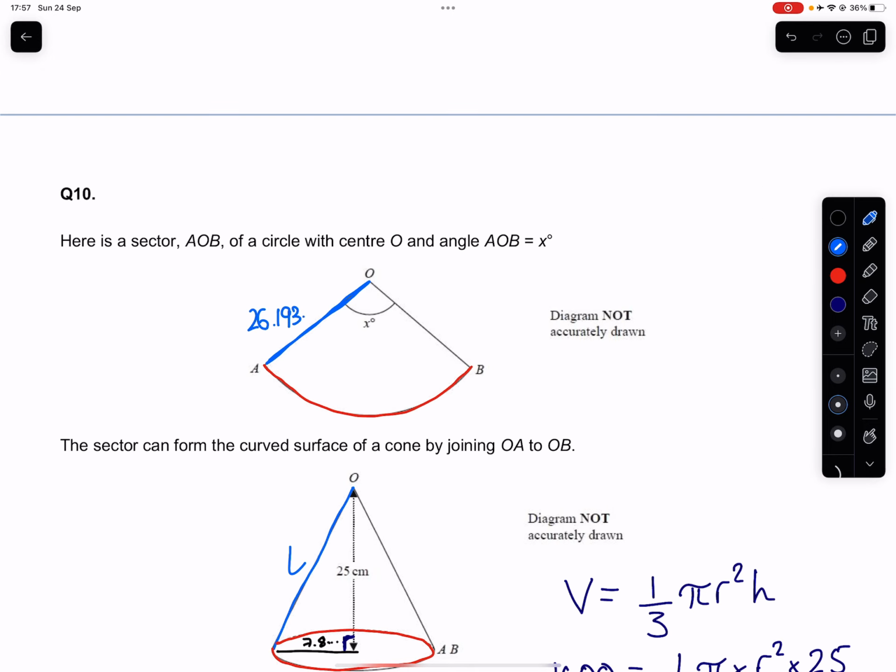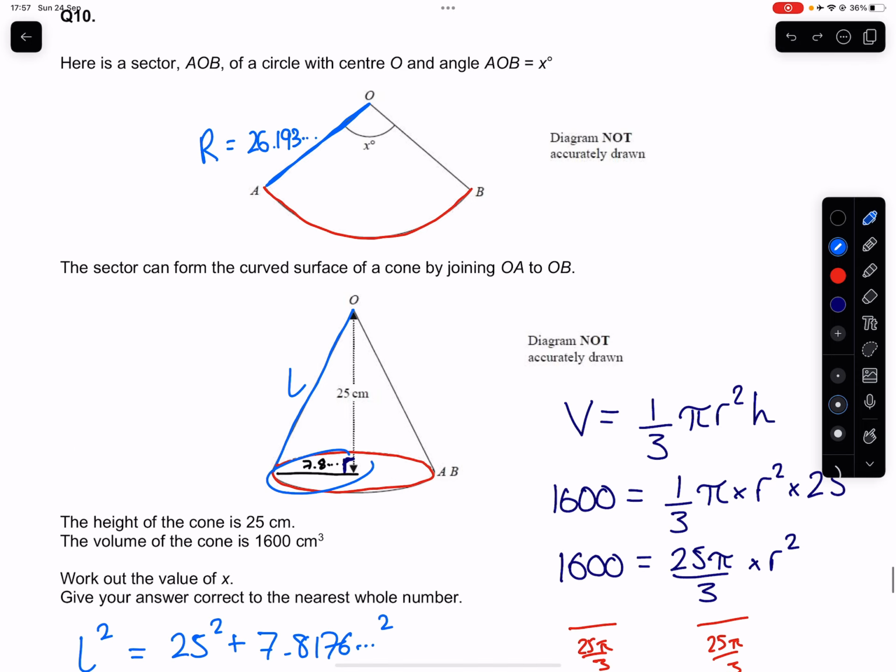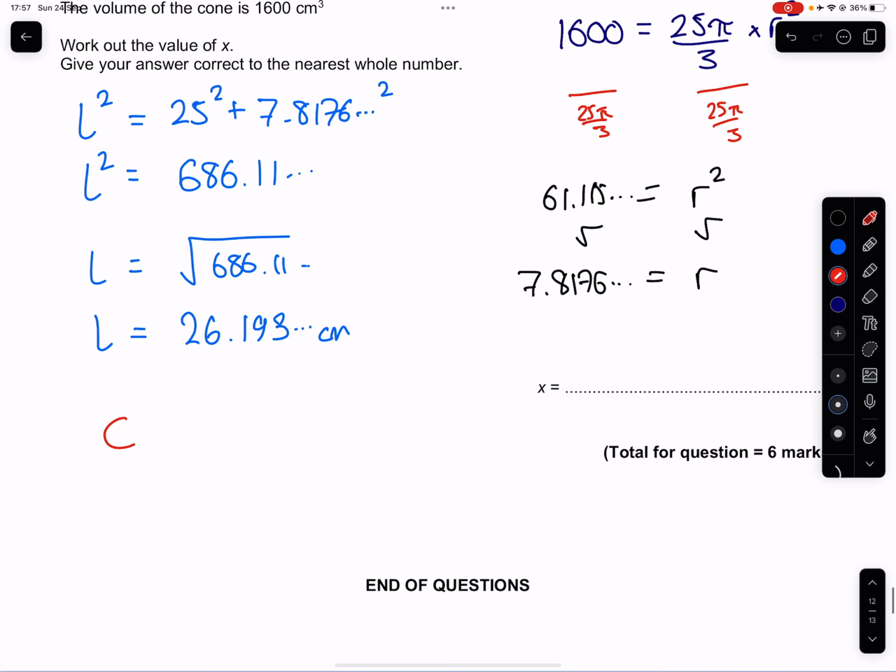So we now have this length 26.193 and change, which is the radius of this sector here. I'm using capital R because this radius is not the same as the radius in the cone below. The only other thing we need in order to figure out the size of this angle is the length of this arc AB, which means we need to know the circumference of that circle AB here. So circumference equals 2 pi r. The reason I'm using 2 pi r is because our radius value here is given. We need to double it and then times it by pi.